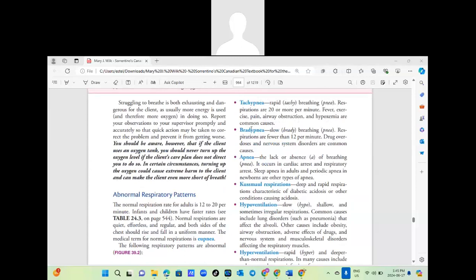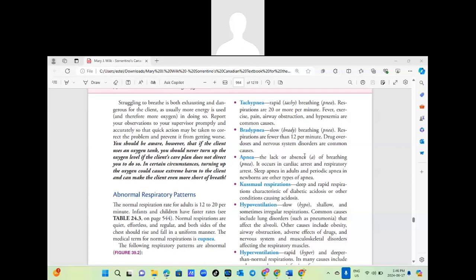Next is bradypnea. Brady means slow, pnea again is breathing. So it means slow breathing, respirations that are fewer than 12 breaths per minute. The normal is 12 to 20, so lower than 12 is obviously bradypnea. Drug overdoses and nervous system disorders are common causes.